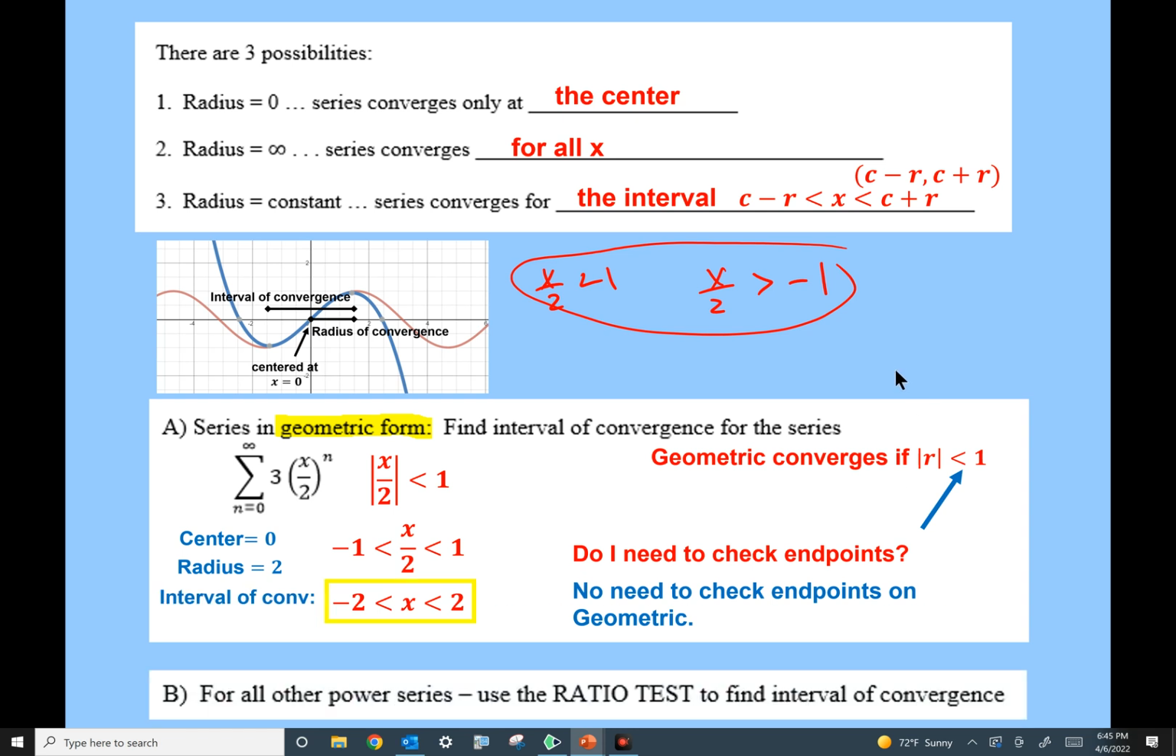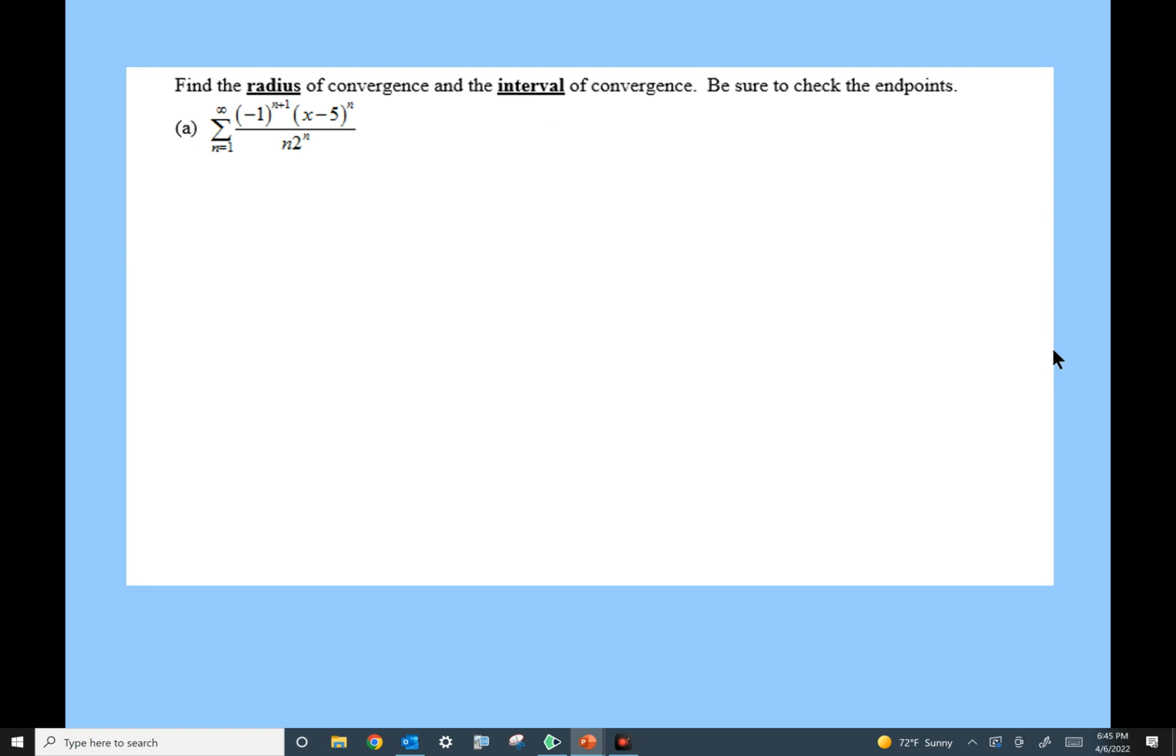Okay, for all other types of series, we're going to use the ratio test. And this is the one we're going to spend some time on. This is the one that's like that 4 or 5 point question on a free response. All right, so let's say we have this series. It's obviously not geometric because it's not a times r to the n. So we want to find the radius and the interval of convergence.